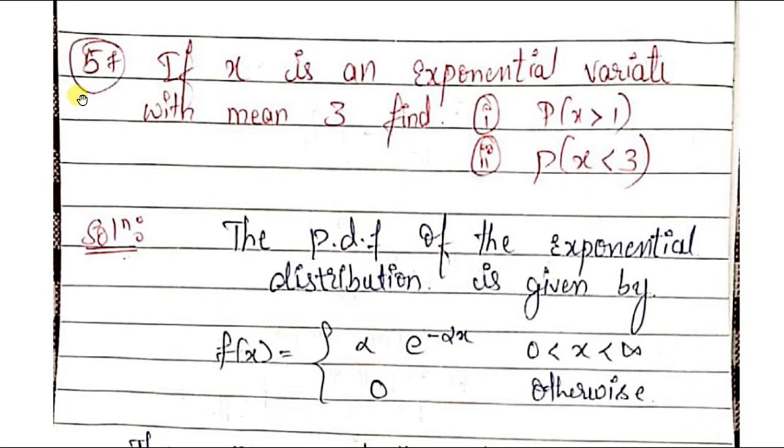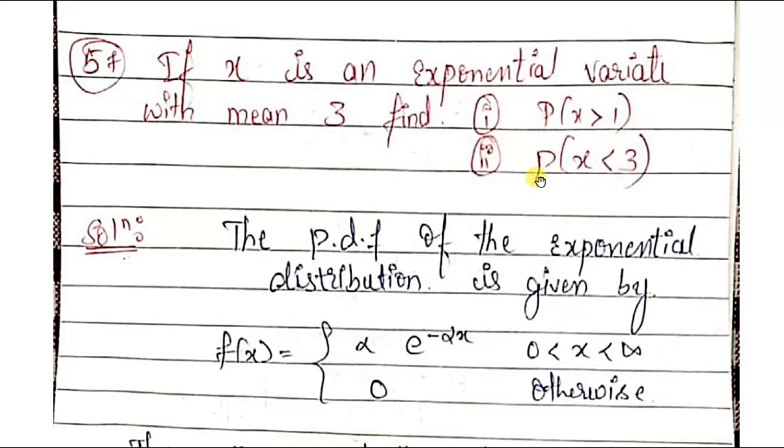My dear students, in today's class, let us see some problems under exponential distribution. Here we have the problem. If x is an exponential variate with mean 3, find P of x greater than 1 and P of x less than 3. Here, the probabilities given are strictly greater than 1 and strictly less than 3, isn't it?